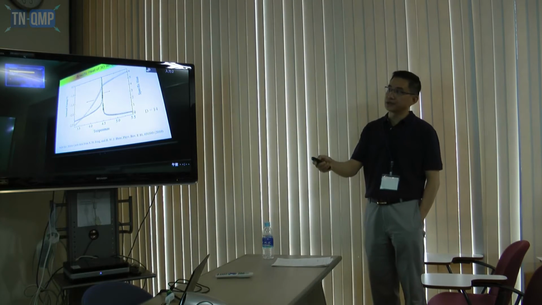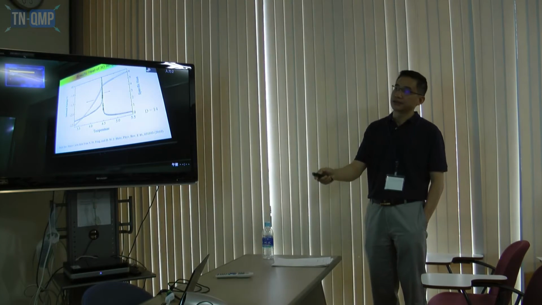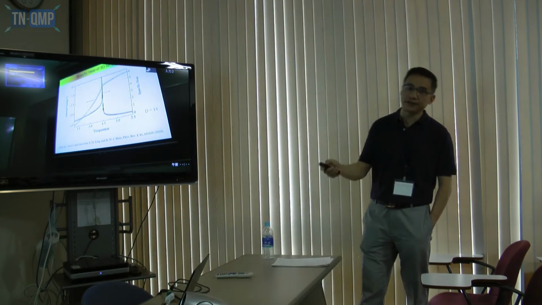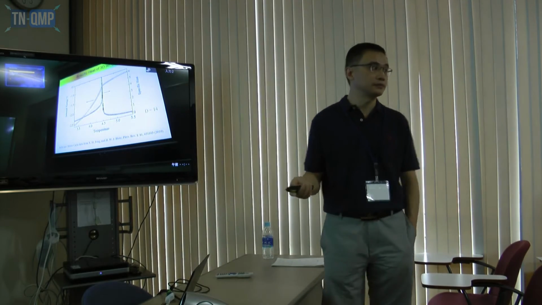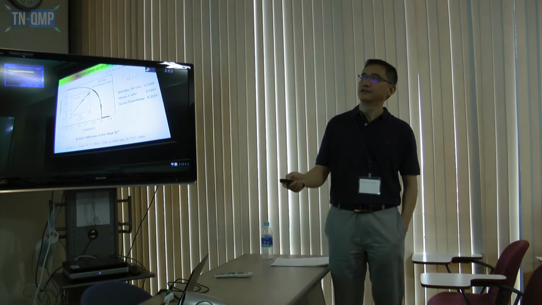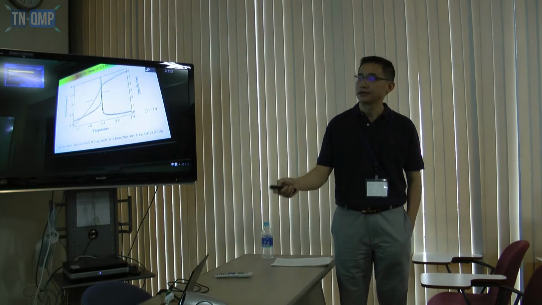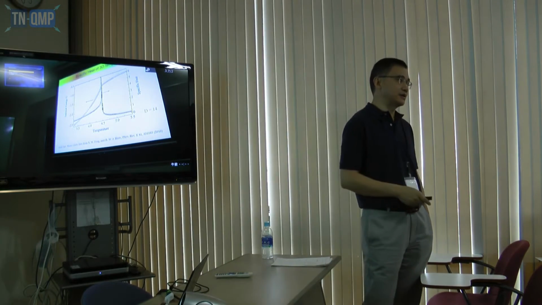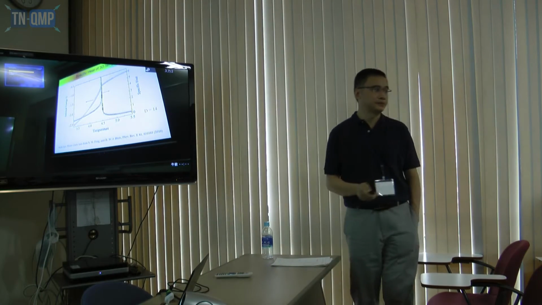Of course, from this kind of singularity, we can also determine TC for the Ising model. We can determine it either from here or from here. The differences are actually very, very tiny.